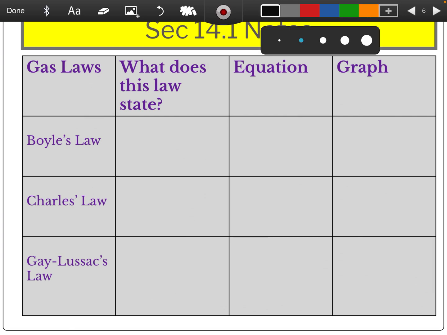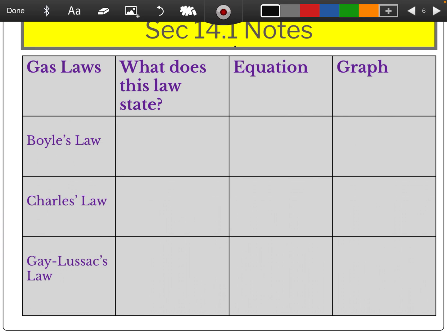All right, so in your notes, you have this little chart. This is what we'll use for the relationships, the equation, and showing a graphical analysis of the relationship. There are 3 laws that we will calculate: Boyle's law, Charles' law, and Guy-Lussac's law. You do not have to remember which name goes with which law, but you do have to remember how pressure and volume are related or how temperature and pressure are related.